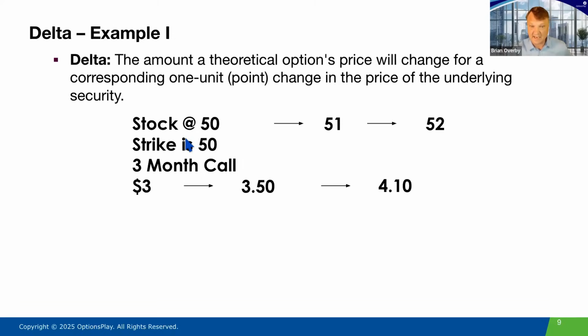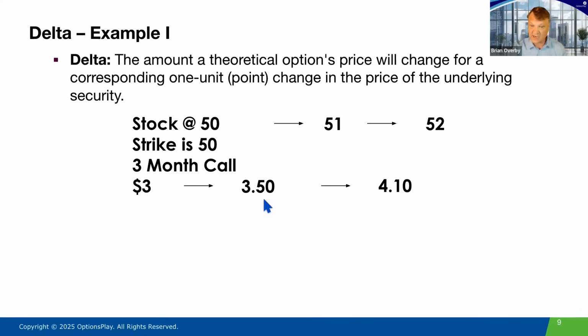But delta is dynamic. So if the stock is at 50 and the strike is 50, at that instance, we have a 3-month call option in our example, and that's trading for $3. Stock goes from 50 to 51. We know the delta is 0.50, and that means that if the stock goes up 1, our option should go up by about 50 cents.